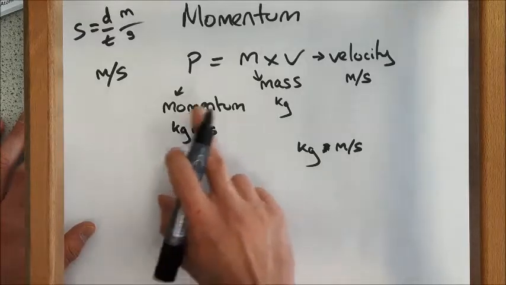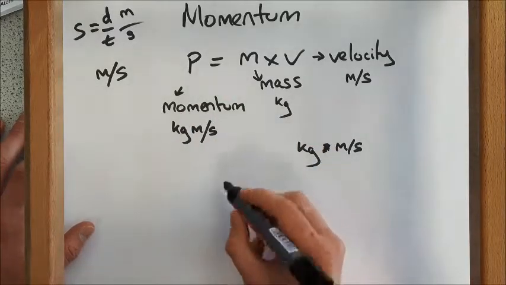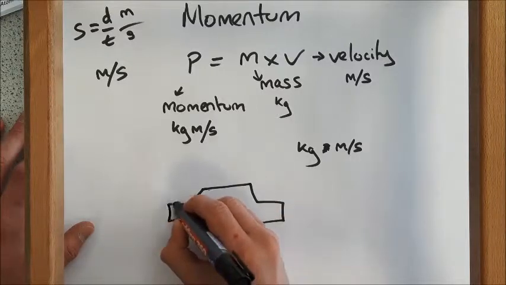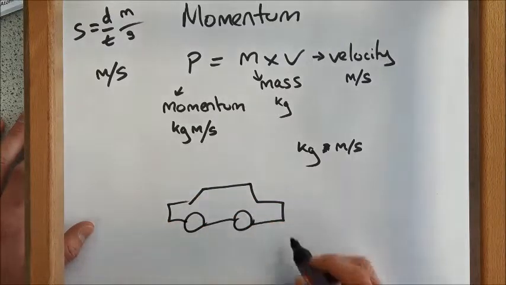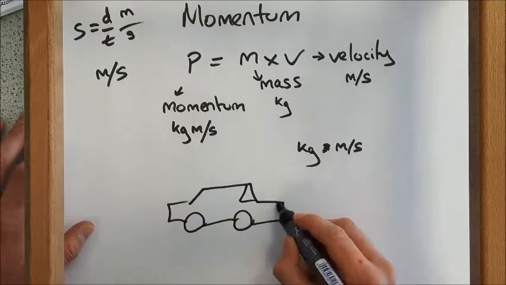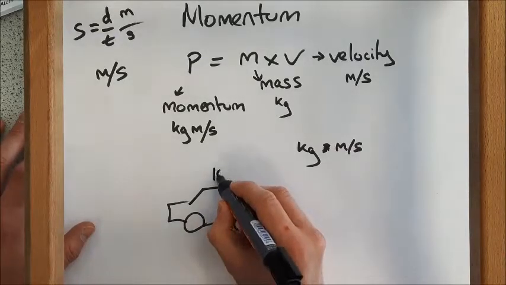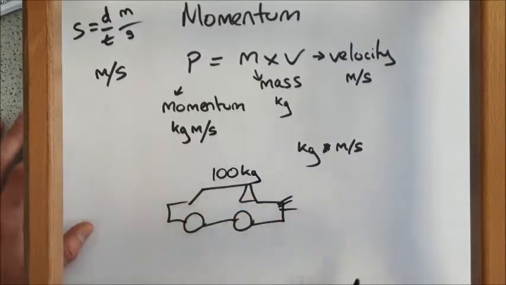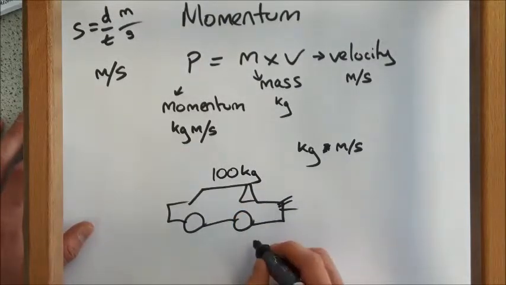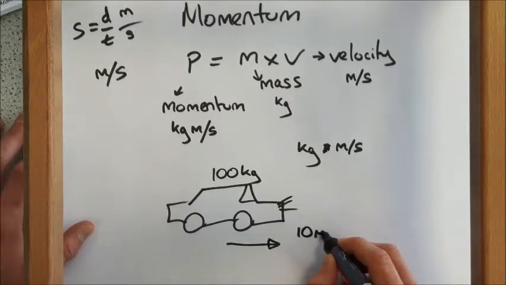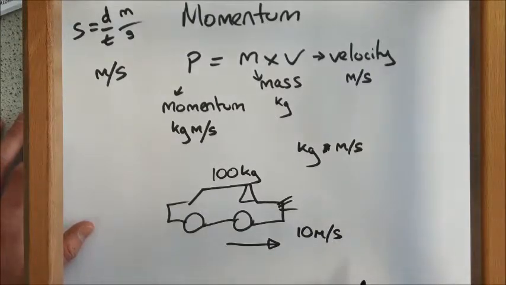So back to our equation. Let's say we've got a car. And I'm going to choose some nice easy numbers because, as many of you will know, my math skills are dreadful. So I'm going to say this has a mass of 100 kilograms, and I'm going to say it's moving this way at 10 meters per second. Really, I'm going for easy numbers here.